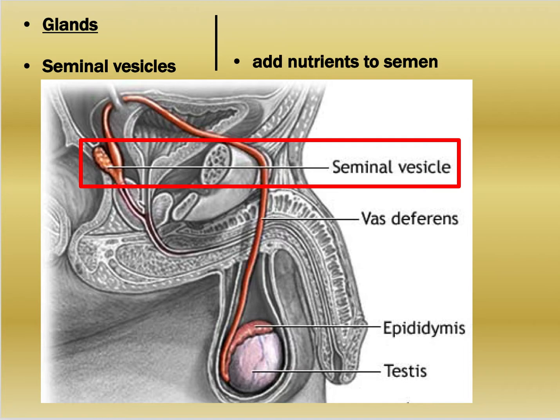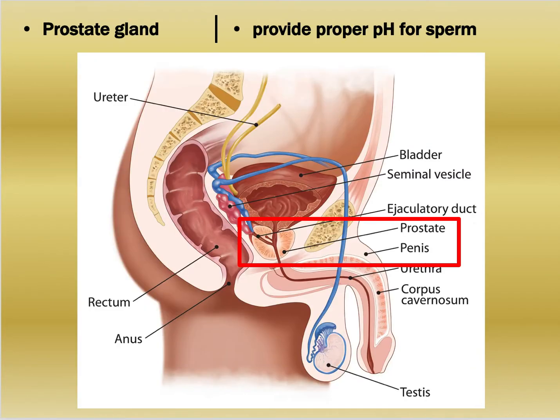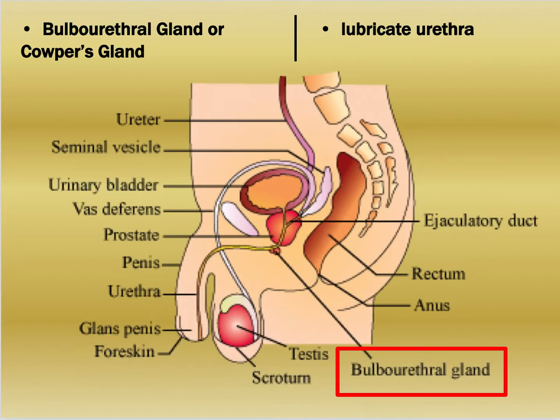And then another gland that I want to talk about is the prostate gland. Okay, the prostate gland is going to provide proper pH for the sperm. So it's going to control the acidity, things like that for the sperm. And then finally, the bulbourethral gland, or Cowper's gland, which is going to then lubricate the urethra, pretty much cleaning it out for any urine or anything like that, since it does travel through. And that's going to be this structure here at the back of it.